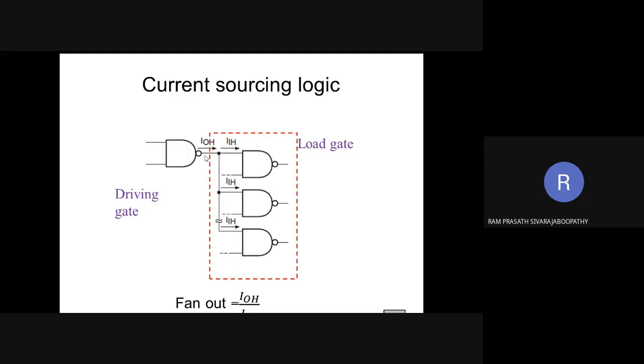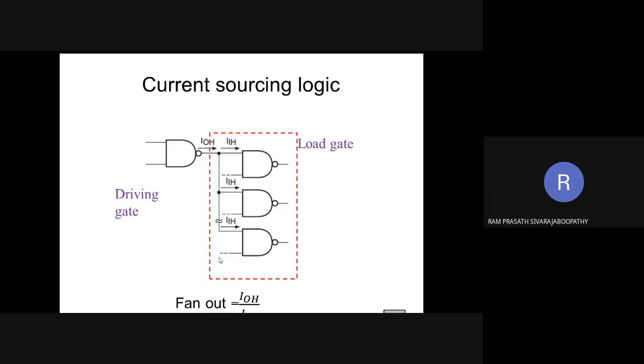Say for example, a logic 1 comes here and its current is 50 milliamps. If I have 5 NAND gates, each must be given 10 milliamps. So IIH means what? The minimum input current which will be considered as logic 1 for the individual load gates. That's IIH. Is it clear for all of you? So 50 milliamps divided by 10 milliamps is 5. So it can drive 5 logic gate inputs.